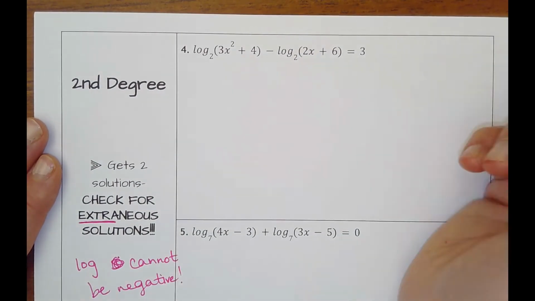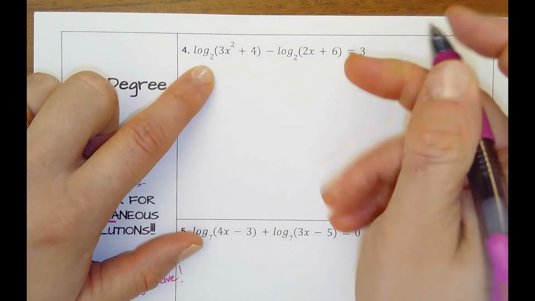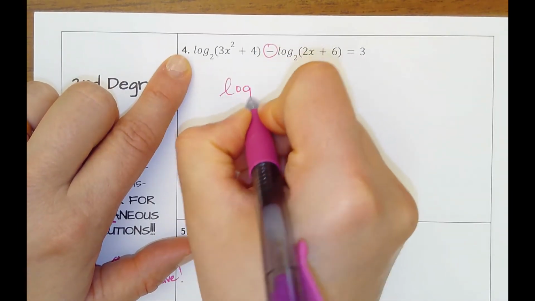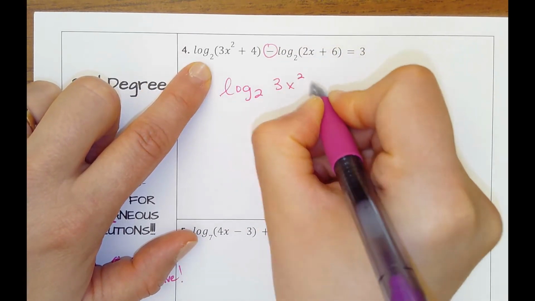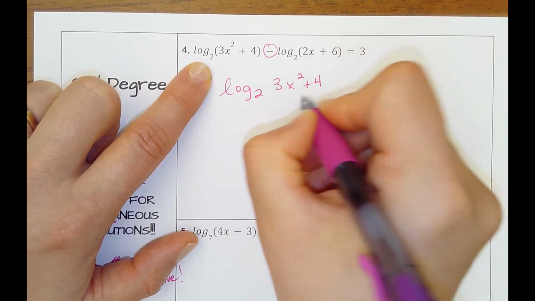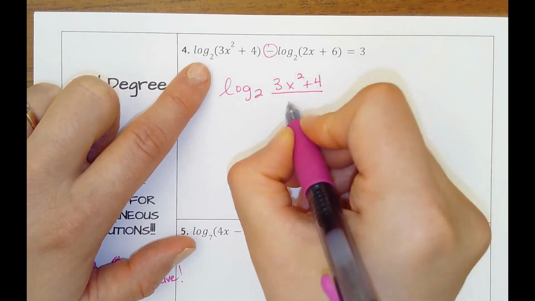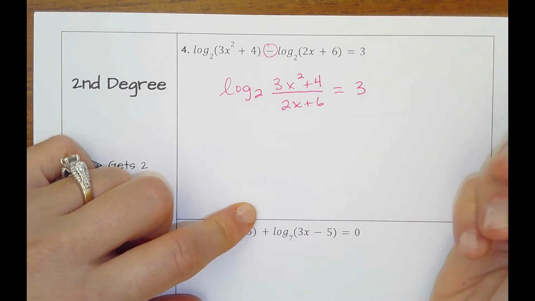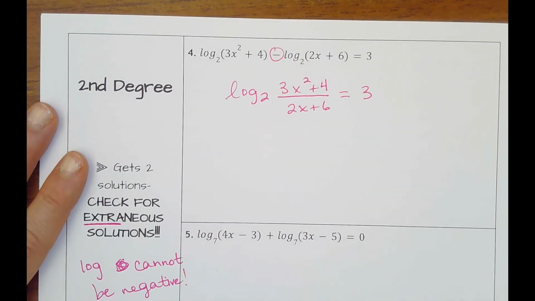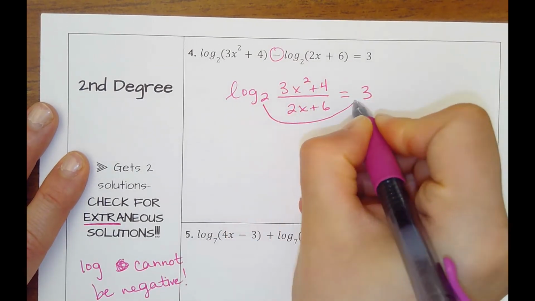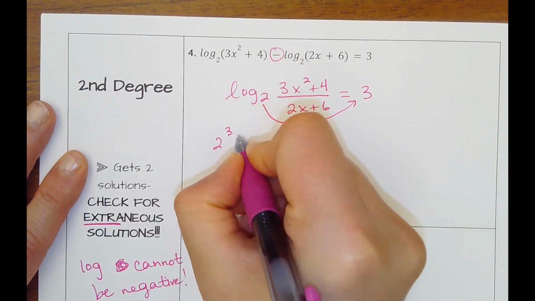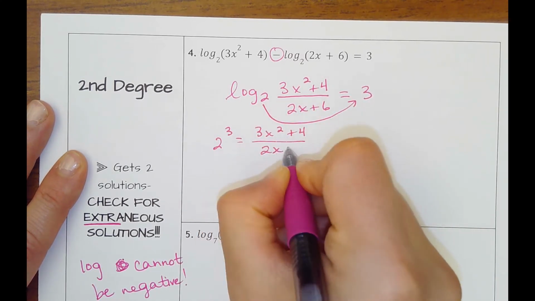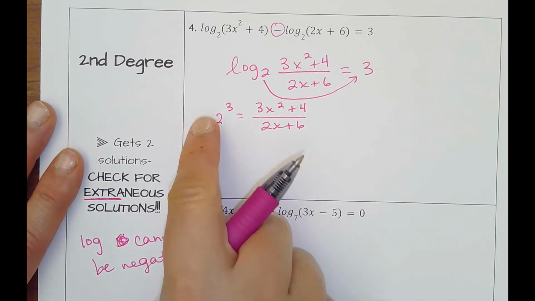Okay? So at number 4, we need to combine these 2 logs together. There's subtraction between them. So this will be log with a base of 2 of 3x squared plus 4 divided by 2x plus 6 equaling 3. I would just leave it like this, and let's go ahead and convert it into an exponential equation. It would be a base of 2 to the third power equals 3x squared plus 4 over 2x plus 6. 2 cubed is 8.